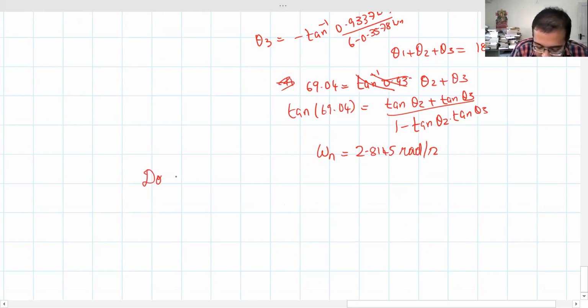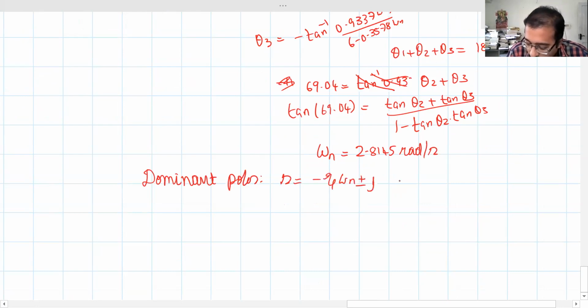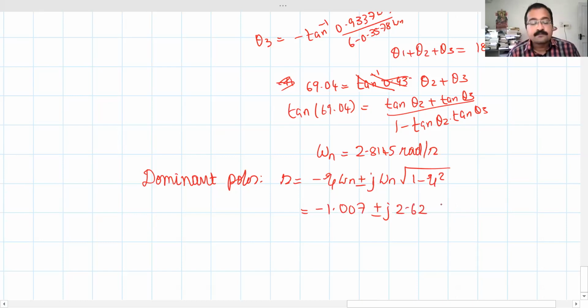So what are the dominant poles? S is equal to minus zeta omega n plus minus j omega n into root of 1 minus zeta square. The zeta value we know, and omega n we just found. If you substitute that, you will get minus 1.007 plus minus j 2.6278. This is the actual original dominant pole.